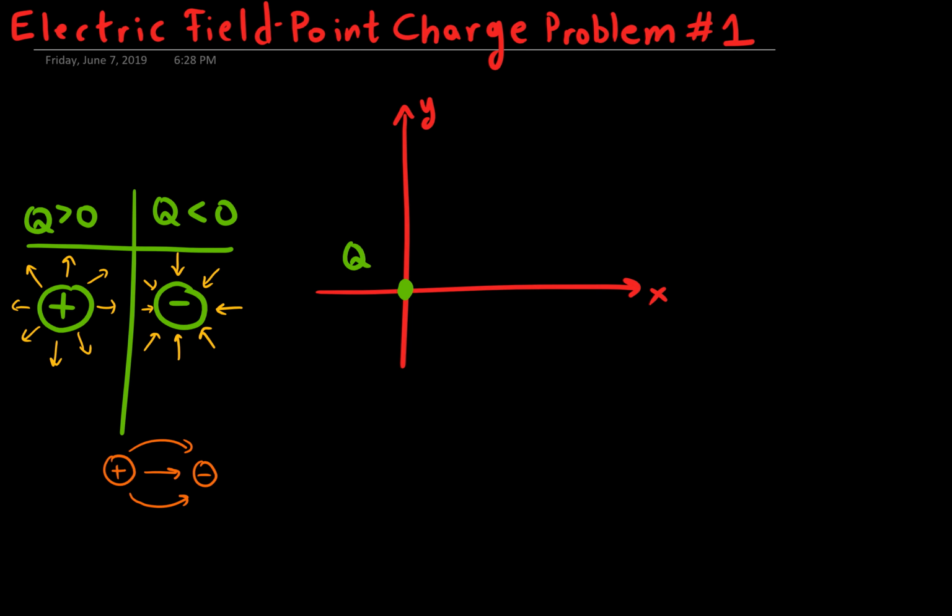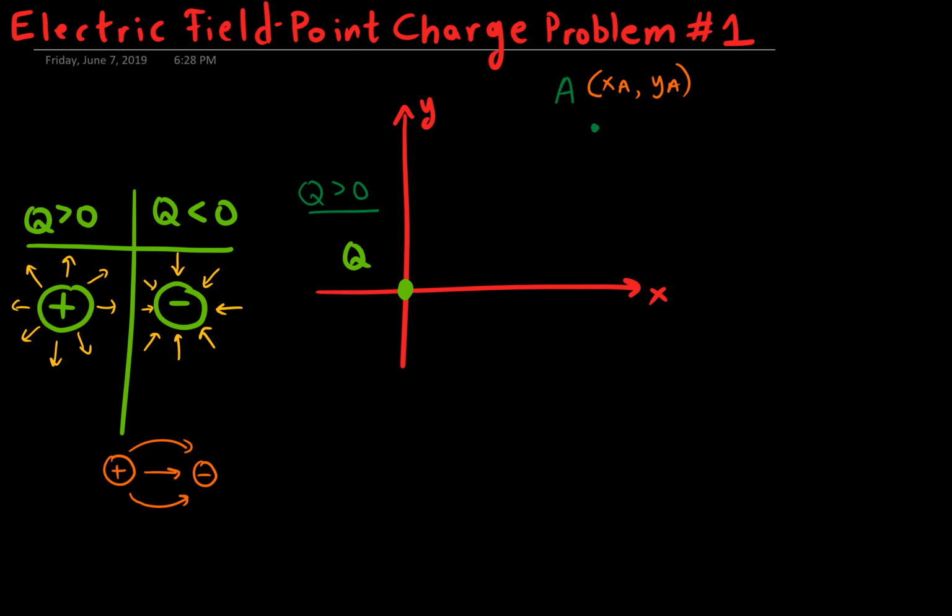So, now let's go ahead and pick some arbitrary point in space. Let's say we pick this point over here, and let's call this point A. Point A has coordinates of xa and ya. We see that there's some distance between our charge, Q, and our point A in space. For just this example, let us say that Q is positive for now.